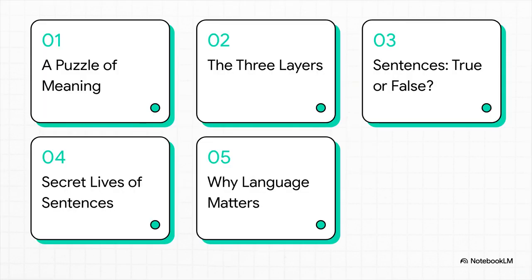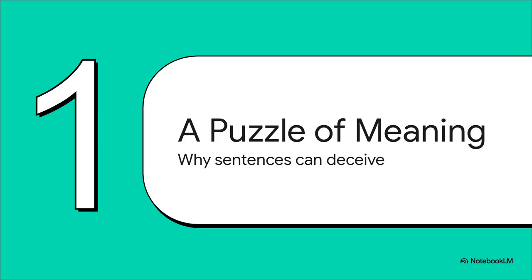Here's our roadmap for this explainer. We're going to start with the puzzle. Then we'll build our conceptual toolkit, the 3 layers of meaning. After that, we'll see how sentences work, and finally, we'll solve the mystery of why all this stuff matters in the real world. Okay, let's dive into section 1, the puzzle of meaning. Time to get to the bottom of why these sentences can be so tricky.